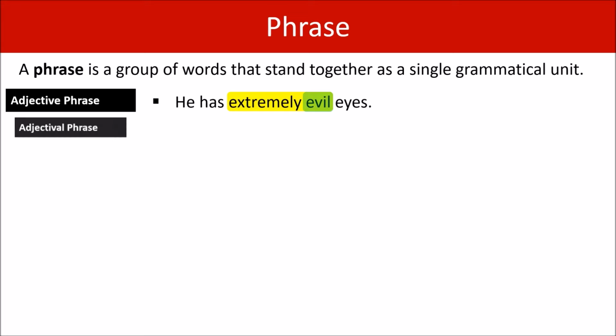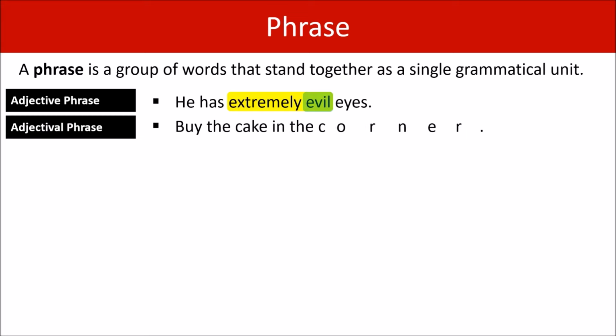Now look at this. Adjectival phrase. Most people use these terms interchangeably, but most grammarians reserve the term adjective phrase for a phrase that is headed by an adjective, and adjectival phrase for a phrase that is not headed by an adjective, but that functions as an adjective. So, in the corner. There is no adjective in that phrase, but it is functioning like an adjective because it tells us which cake. Hopefully you can see the difference between those two terms.